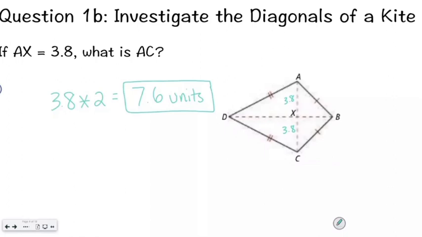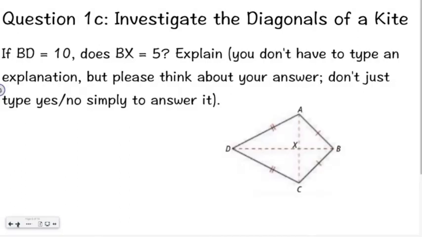Question 1b. Investigate the diagonals of a kite. If AX equals 3.8, what is AC? So what you're going to do is 3.8 multiplied by 2, which is equal to 7.6, and we're going to mark that as units. So it's going to be 7.6 units.